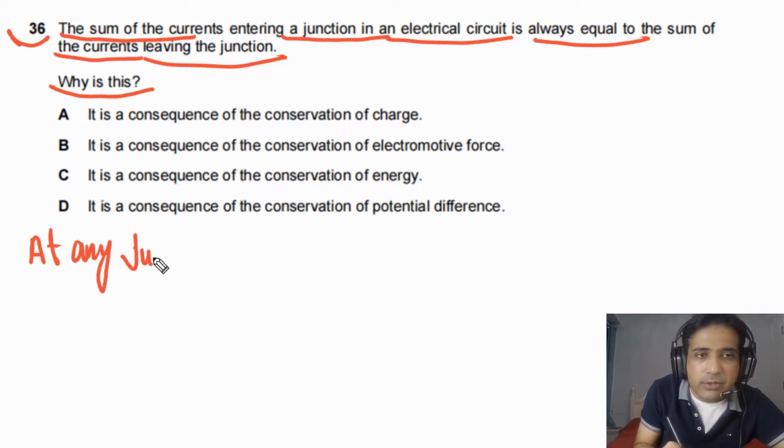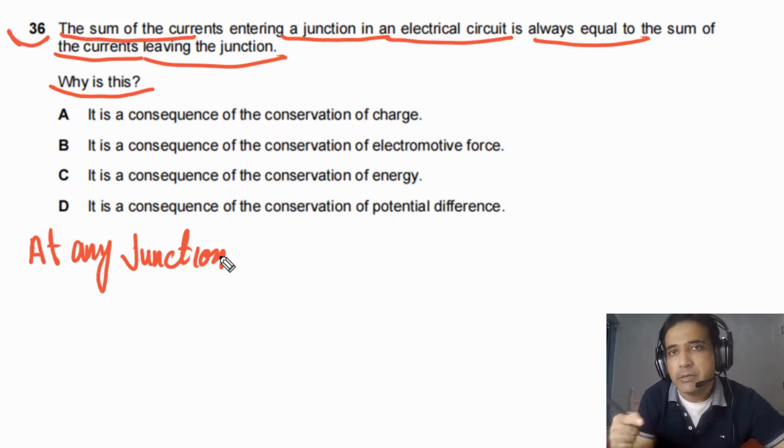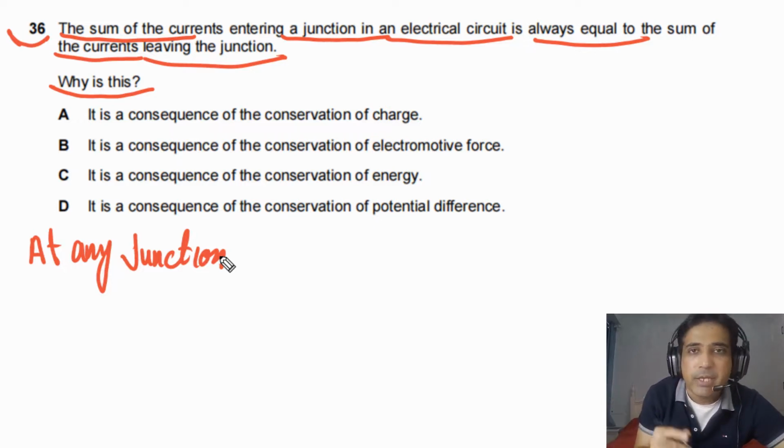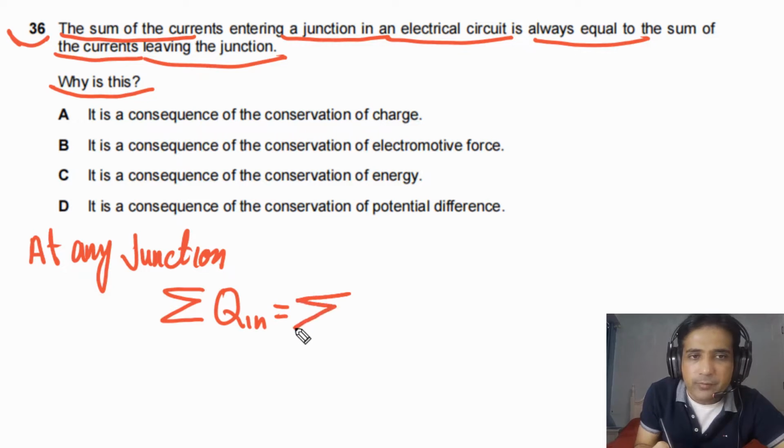At any junction in a circuit, the amount of charge entering the junction has to be equal to the amount of charge leaving the junction. Simply we can say the number of electrons entering a junction has to be equal to the number of electrons leaving the junction. Simply we can write down this one: sum of charge entering a junction has to be equal to sum of charge leaving the junction. So we can say Q in equals Q out. They have to be equal.